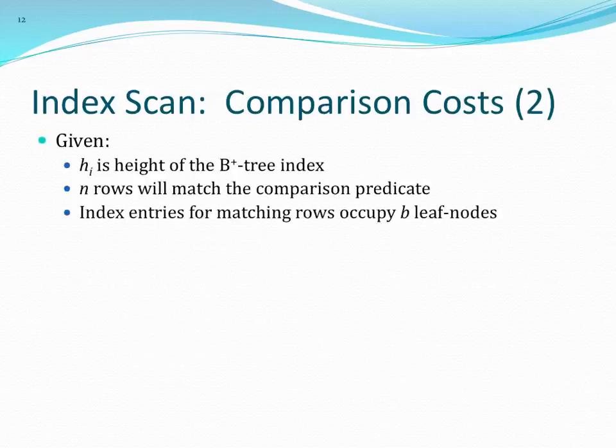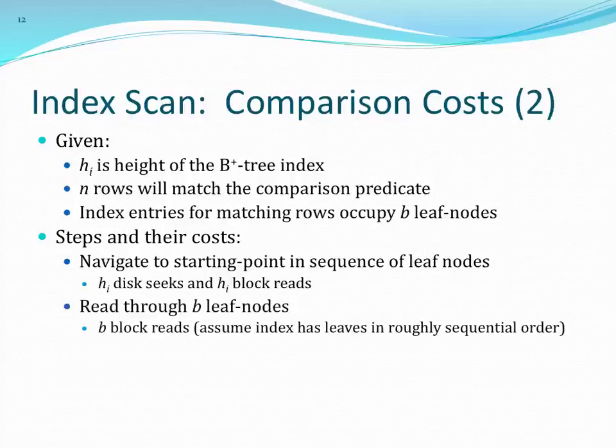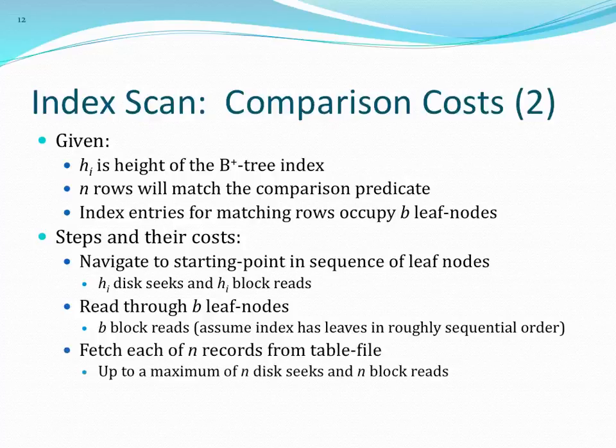Okay, so HI is the height of the B-tree index, and N rows match the predicate, and the index entries for the matching rows occupy B leaf nodes. So, the steps and their cost. We navigate to the starting point for the range scan. We read through B leaf nodes, and obviously that's always going to incur B block reads. That should be pretty obvious. And then we'll fetch each of N records from the table file.